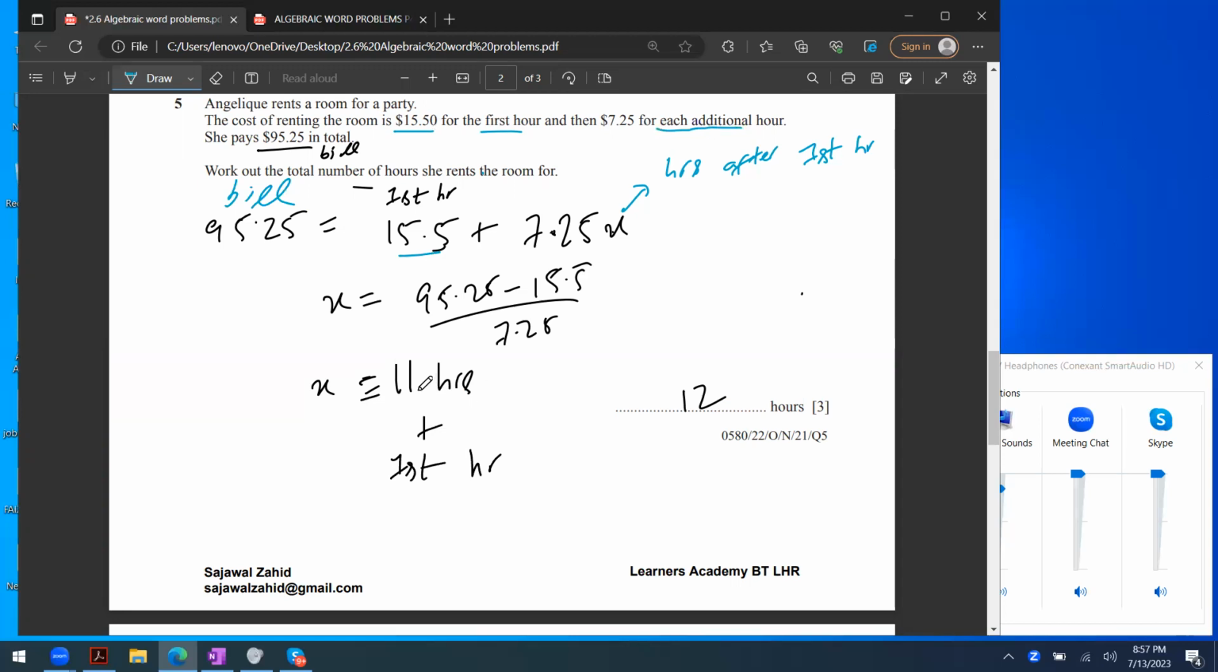So she stayed for some more hours, 7.25 times unknown. We don't know how many more hours she stayed, so I just assume X, and then it's just solving a simple linear equation. I move this to that side, divided by this. X is equal to 11. But the total time is 12 hours because 11 is after the first hour. All clear? Yes, sir. Let's continue.